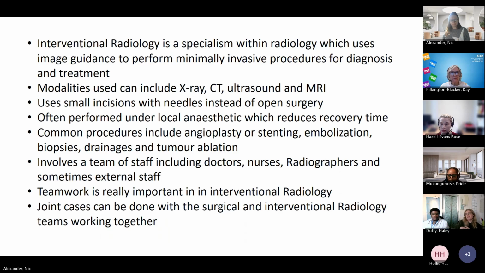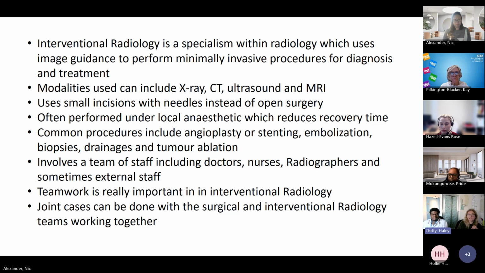So interventional radiology, it's quite wordy this, is a specialism within radiology which uses image guidance to perform minimally invasive procedures for diagnosis and treatment. So it's not just that bit of kit that I've shown you. It can be used in X-ray, which is that, CT, ultrasound, and MRI. It's kind of an umbrella term for lots of different things.